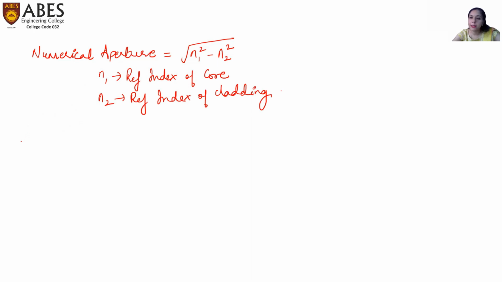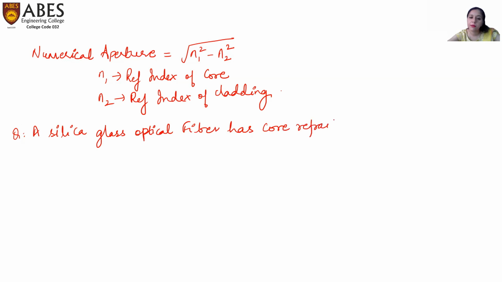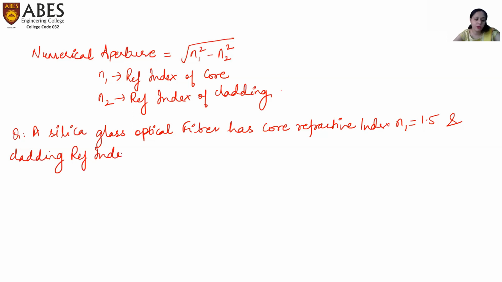So let's start with an easy numerical this time. A silica glass optical fiber has core refractive index N1, which is 1.5, and cladding refractive index N2, which is 1.450.